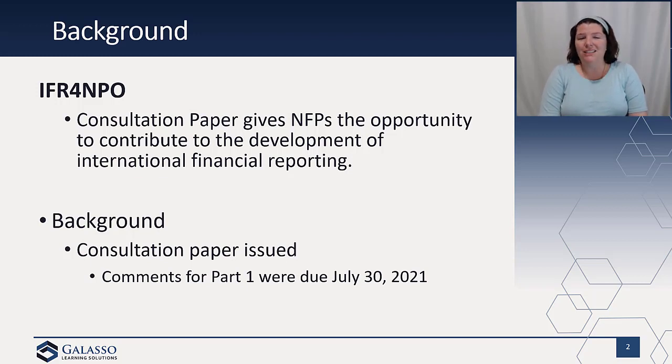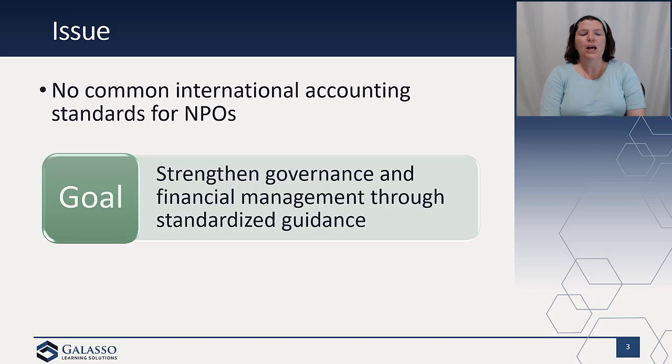So again, U.S. is participating in this, who has issued a consultation paper. Now, part 1 of the consultation paper was due in July of 2021, but we're going to focus on part 2 today. So again, the issue here is that there are no common international accounting standards for NPOs. IFRS is very weak in this area, really focused on commercial entities. And if we want to have standardization and consistency, we would need a set of standards that could be used.